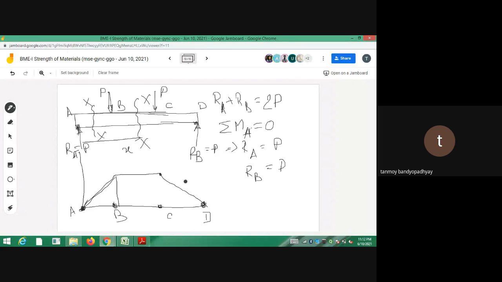You can see that for the portion AB, the bending moment is not constant, it changes from A to B. And for the portion CD, the bending moment is again not constant, it varies with x. But for the portion BC, the bending moment is constant. So we can say that this portion BC is in pure bending. We haven't drawn the shear force diagram. We will discuss shear force diagrams later. When we draw the shear force diagram also, you will see that the shear force on the portion BC will be 0.